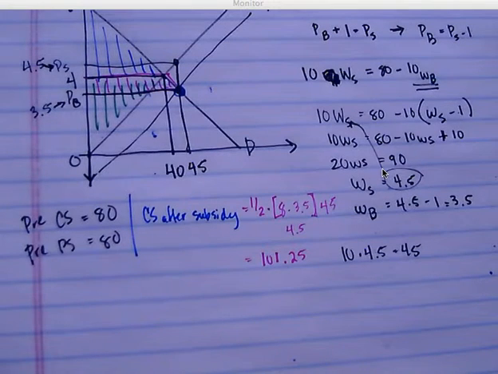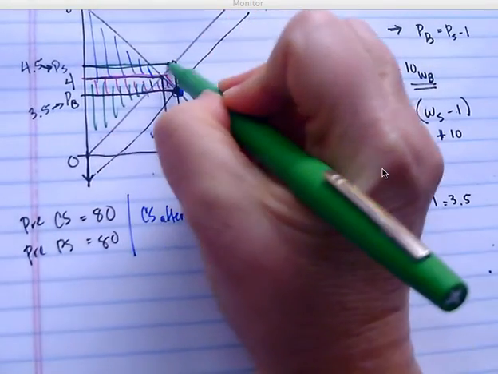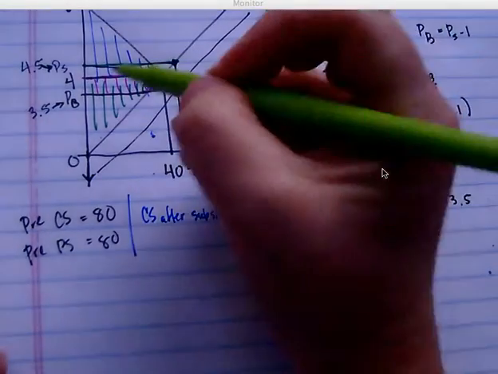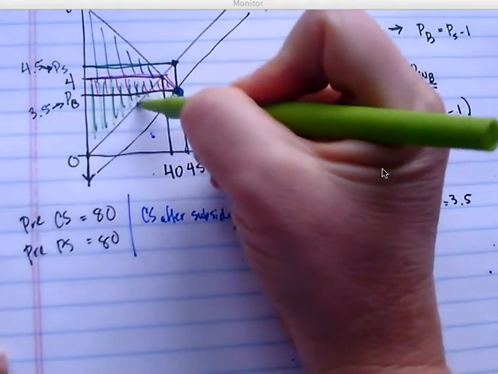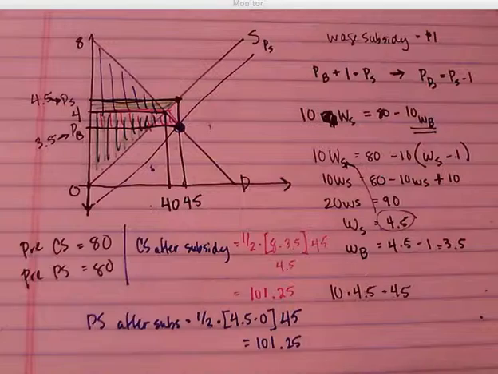How about the workers? What's their surplus after the subsidy? All right. Well, remember now the workers are getting $4.50, and so they were getting this area before. Now they're going to additionally get this area. Okay, sorry, I got called away, so there's a little bit of a jump from where we were.